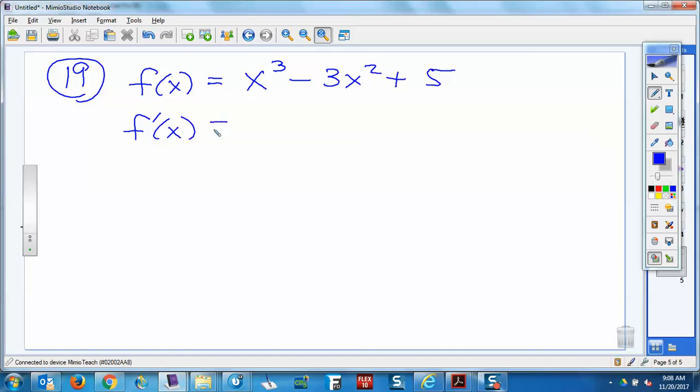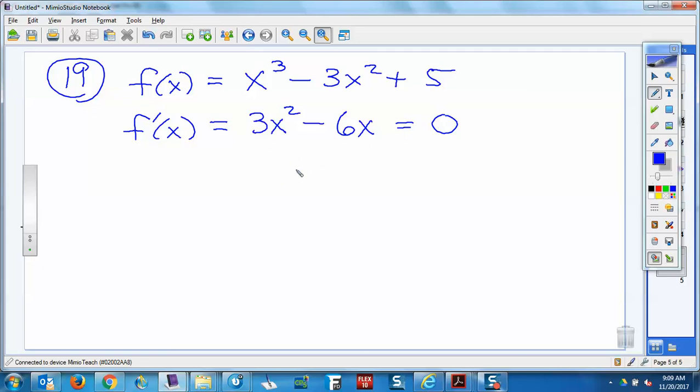So f prime of x equals, and this is good practice now on those shortcuts we were talking about. What do you got? 3x squared minus 6x, and then this goes away, equals 0. Do the derivative, set it equal to 0, because that's what we're looking for. We're looking for those stationary points, right? Because that's where all the interesting stuff happens.